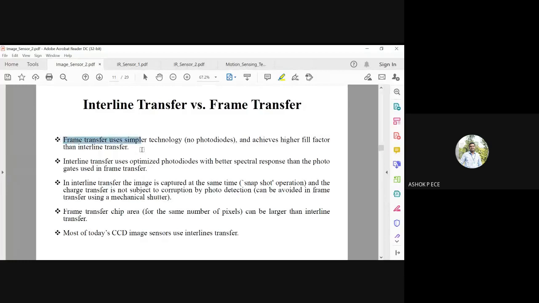The frame transfer technology uses simple technology and achieves a very high fill factor compared to the interline transfer. But interline transfer is used for a better spectral response. Spectral response means when a number of colors are there in your photo, that is good using interline transfer. So interline transfer is used for snapshot operation, and charge transfer is subject to corruption. Sometimes the charge you get stored may be corrupted by photo detection. And frame transfer chip area can be larger than interline transfer. So most of the CCDs today are interline transfer.